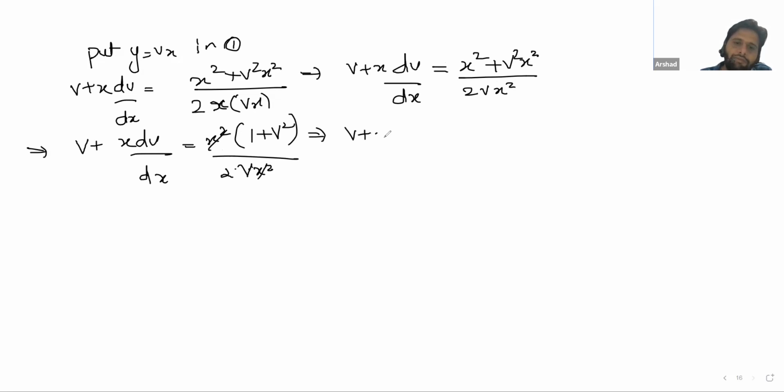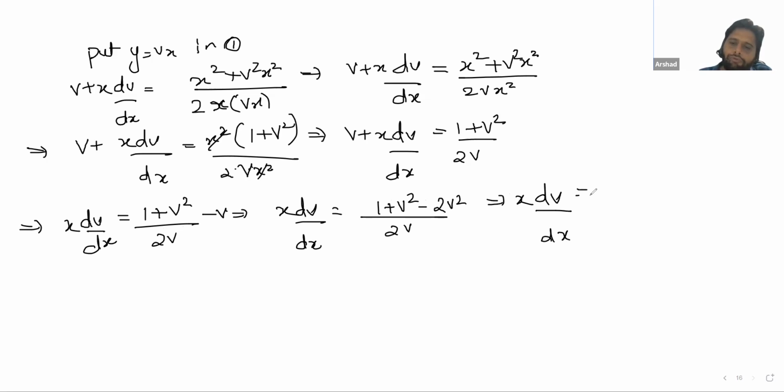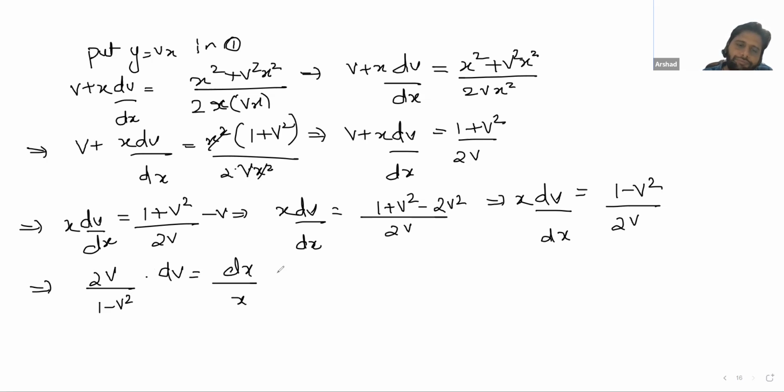What you will get: v plus x dv by dx is equal to (1 plus v square) by 2v. Shift this v to the right side, so you will get x dv by dx equal to (1 plus v square) by 2v minus v, which is (1 plus v square minus 2v square) by 2v. So x dv by dx is equal to (1 minus v square) by 2v. Okay, now shift the term 2v by (1 minus v square) to this side with dv, and the x term to the right side. Now integrate it.